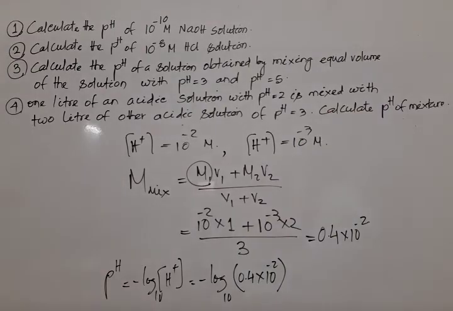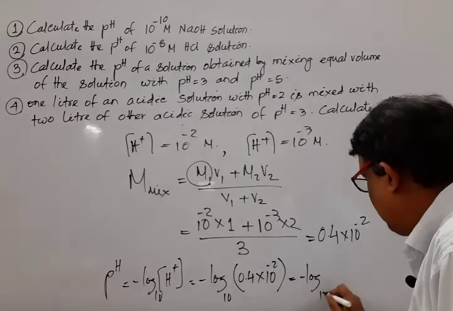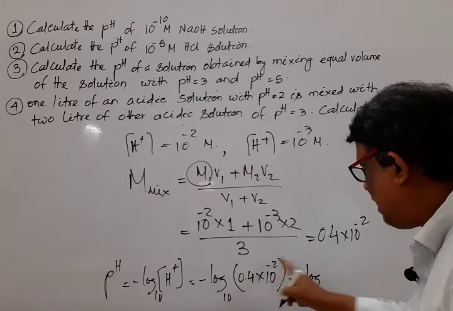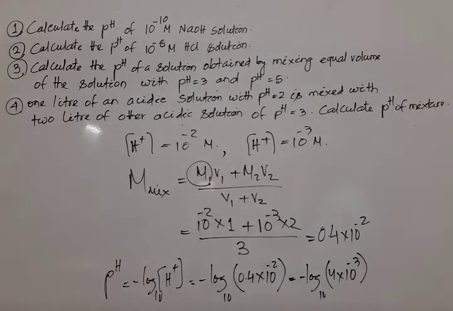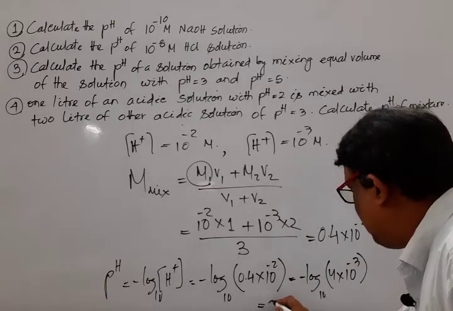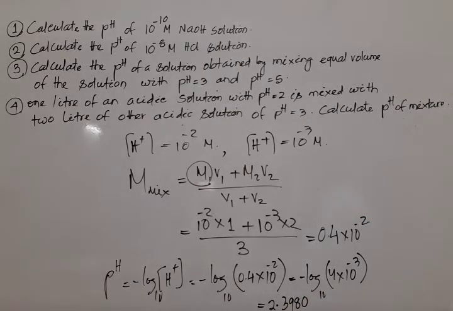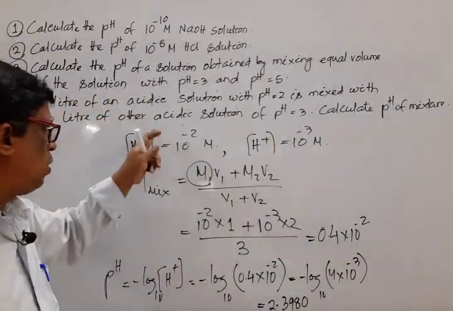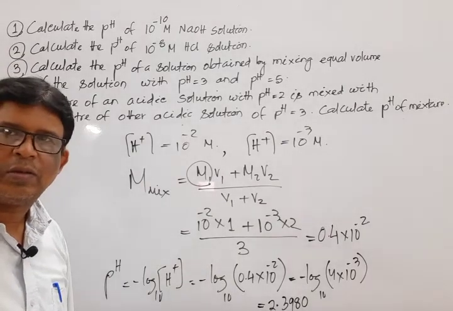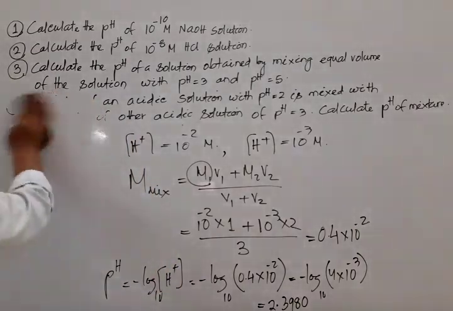Mark that. We write 0.4 into 10 to the power minus 2. This is equal to the negative log of 4 by 10, where the 10 transfers to give 4 into 10 to the power minus 3. On solving this value, the approximate answer is 2.3980. This is the pH of the resulting solution by mixing 1 liter of acidic solution and 2 liter of another acidic solution. Okay, good. Mark the next question.